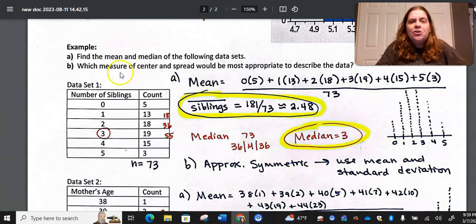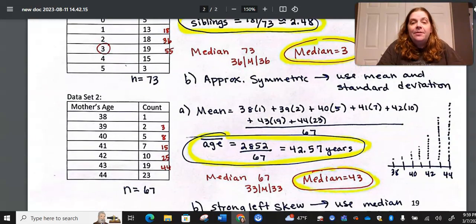Now, the next question said, which measure of center and spread would be the most appropriate to describe the data? So I just made this little sketch over here, and I noticed that this is basically approximately symmetric. So since it's approximately symmetric, the best measure of center and spread would be mean and standard deviation. Okay.